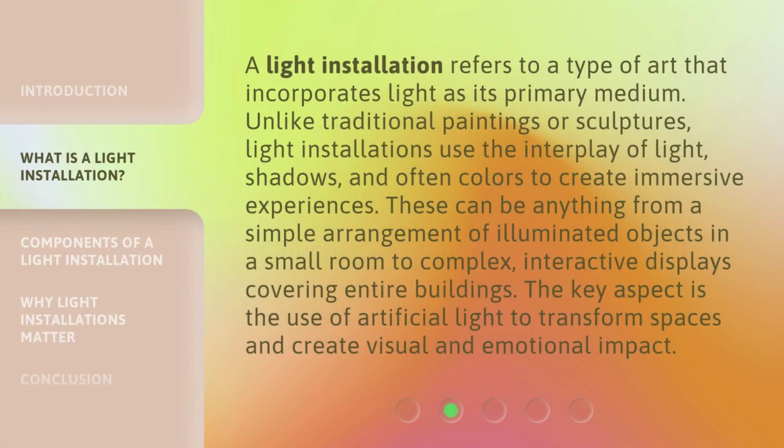A light installation refers to a type of art that incorporates light as its primary medium. Unlike traditional paintings or sculptures, light installations use the interplay of light, shadows, and often colors to create immersive experiences. These can be anything from a simple arrangement of illuminated objects in a small room to complex, interactive displays covering entire buildings. The key aspect is the use of artificial light to transform spaces and create visual and emotional impact.